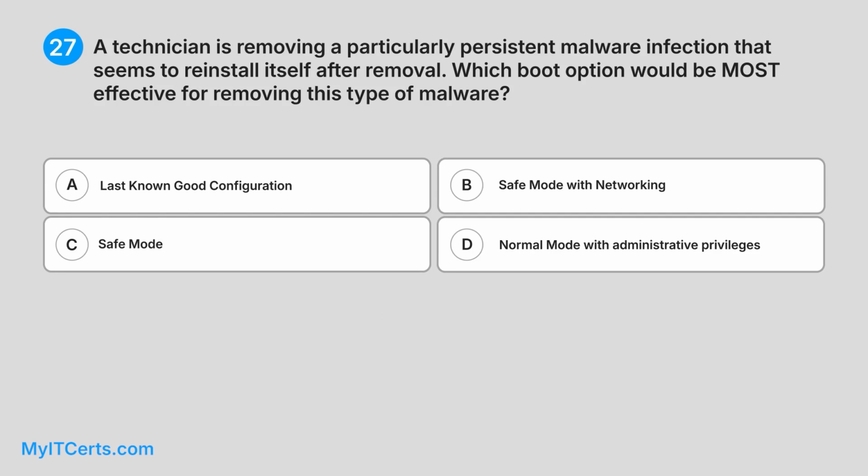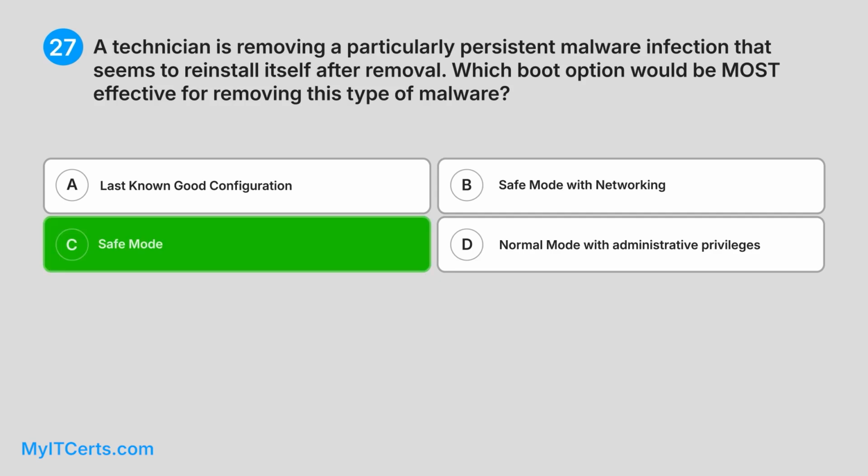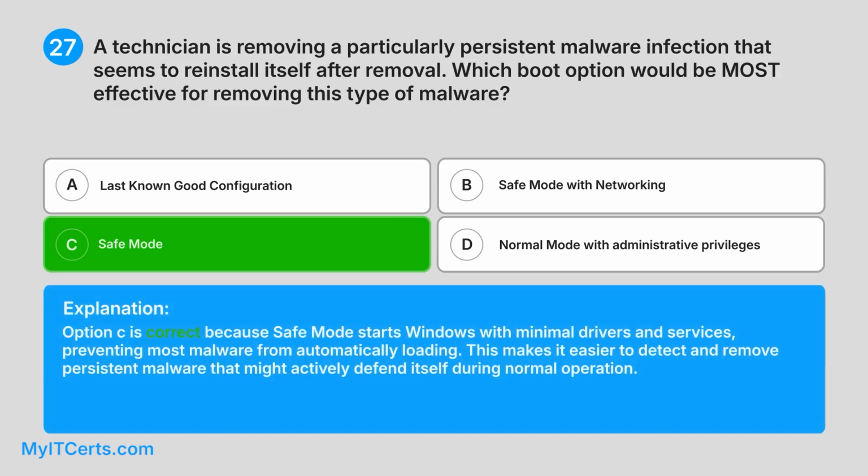Correct answer, C. Safe mode. Explanation. Option C is correct because safe mode starts Windows with minimal drivers and services, preventing most malware from automatically loading. This makes it easier to detect and remove persistent malware that might actively defend itself during normal operation.